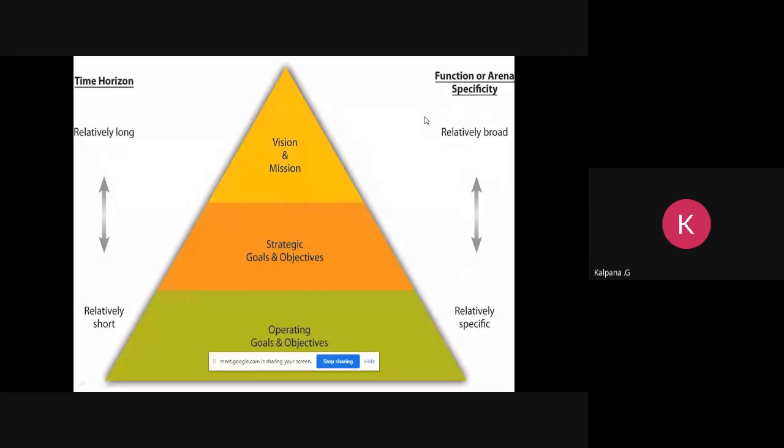On the right hand side, we have something called function or arena specificity, which means the vision and mission is relatively broad, which means it is going to cover the strategic goals and objectives, or vision and mission is spread across all the departments in the organization. It is for the organization as a whole. When we talk about the operational goals, or individual goals, or team goals, divisional goals, or departmental goals, all those are specific to a particular department, specific to a particular unit, isn't it? So they are relatively specific.